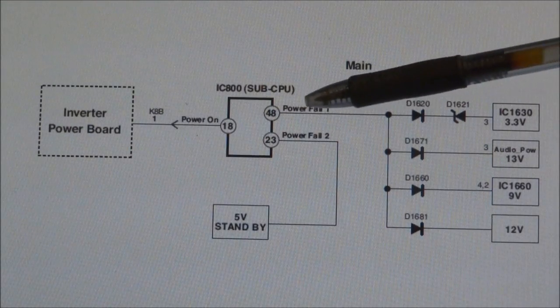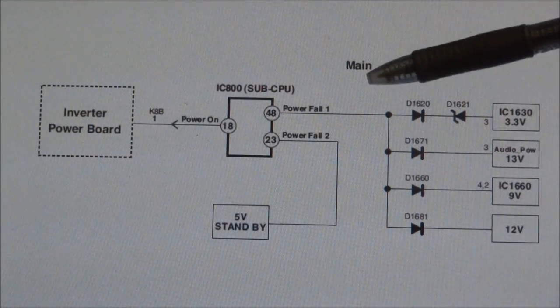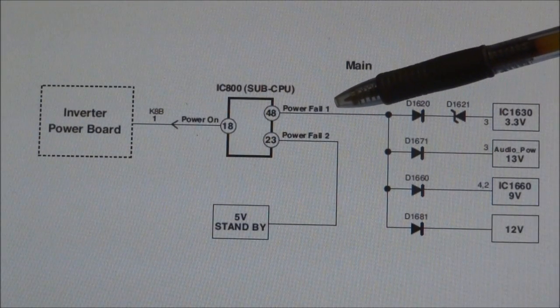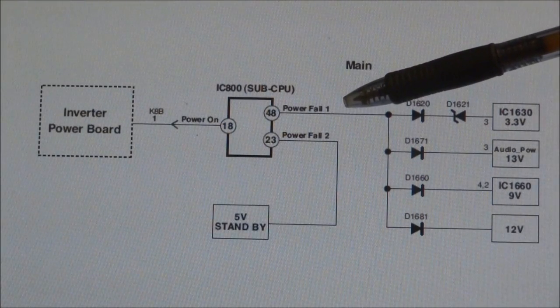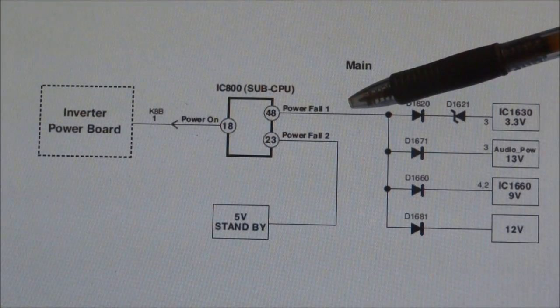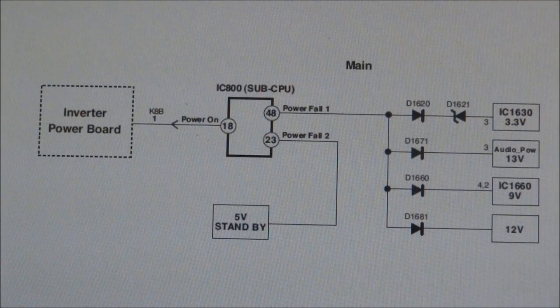So what we want to see on pin 48 is above probably about 3.3 volts, which is a good indication that you're in a good state. So I'm going to put my meter on pin 48 and we'll try to power it up and see what we get.